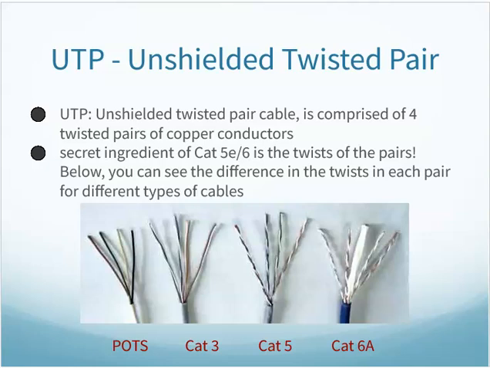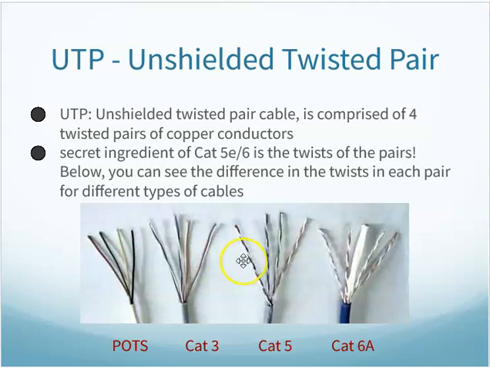Again, unshielded twisted pair comprised of 4 twisted pairs of copper conductors. And they say here the secret ingredient is the twisting of the pairs. Yes. Plain old telephone, they're not twisted. Category 3, they're at least paired and gently twisted. But as we start going up in 5E and 6 and so forth, that twisting of the pairs gets more diligent and more precise, if you will.